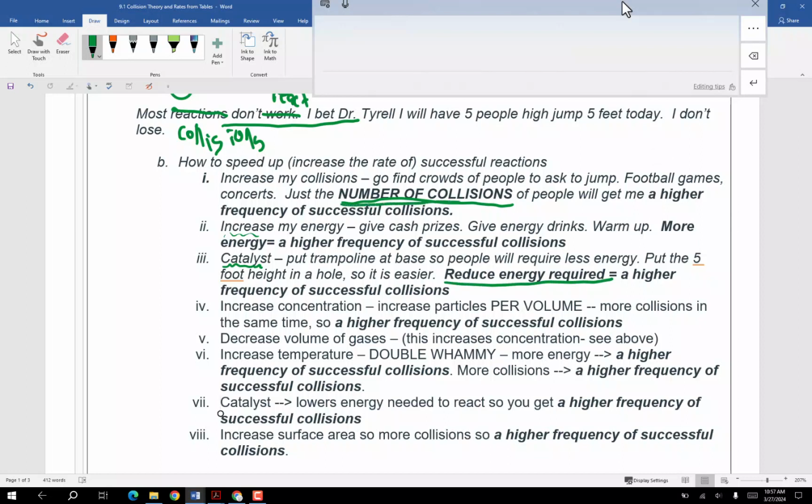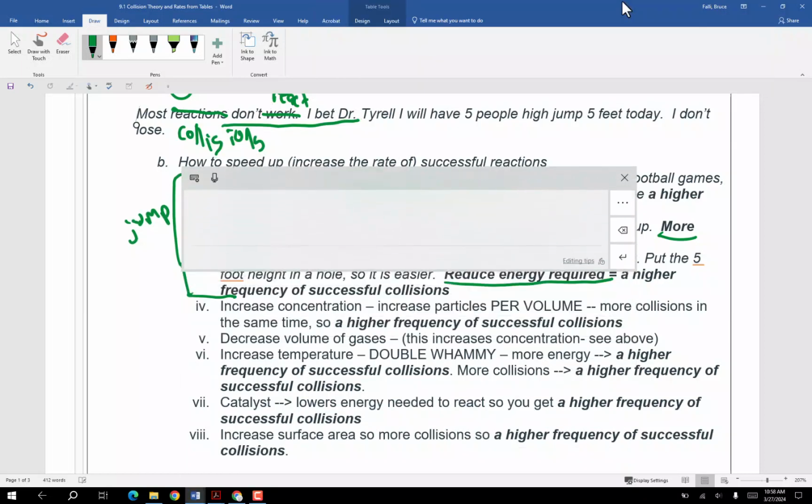Higher number of collisions for my first one. Increase my energy, more energy. Obviously, that was pretty easy. Catalyst reduces the energy required. I can increase the concentration, okay? So this is kind of where it ends with my little analogy for high jump. And it works for the other ones.